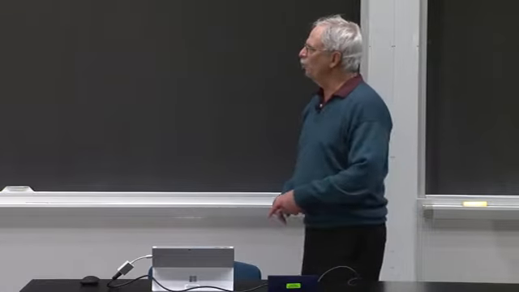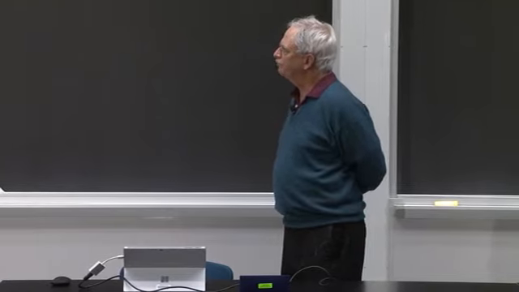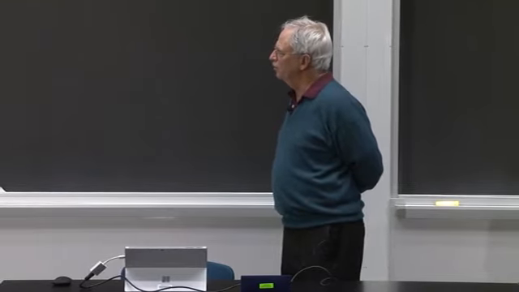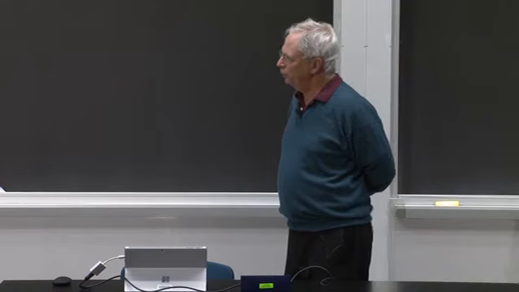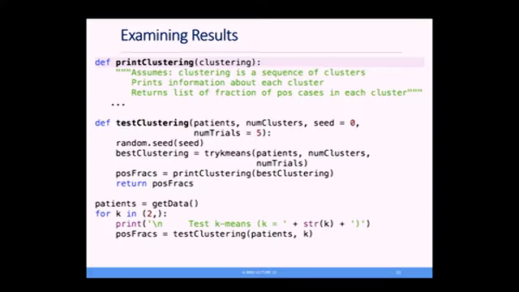Then I have various ways to examine the results. Nothing very interesting. And here's the key place where we're going to run the whole thing. We'll get the data, initially not scaling it, because remember, it defaults to true. And then initially, I'm only going to try 1k, k equals 2.